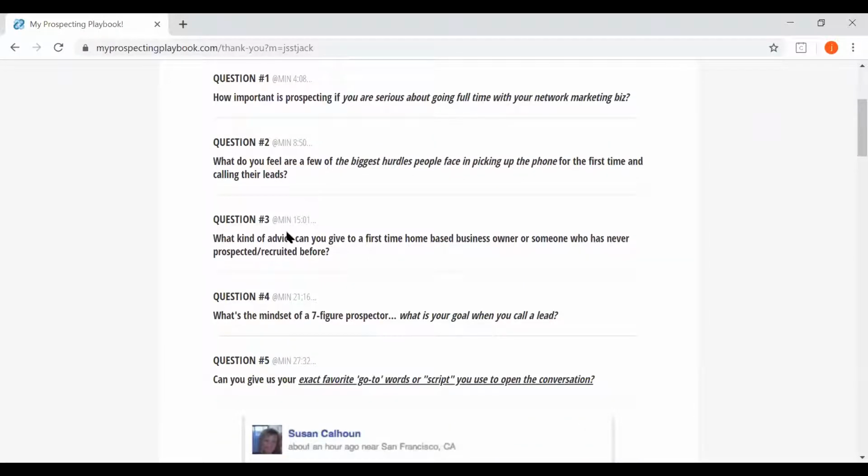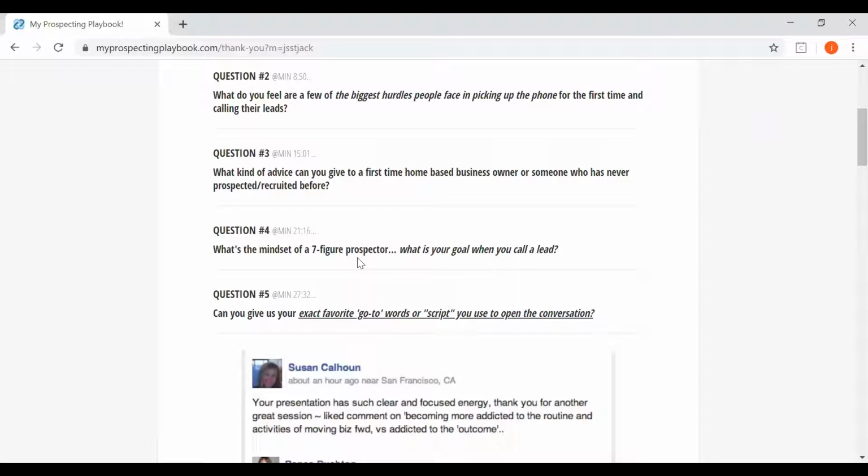Some more questions. What kind of advice can you give? What's the mindset of a 7-figure prospector? What is your goal when you call a lead? How many people are going out there and saying, I'm going to go message someone, I'm going to try to sell them something? What's the goal? How many people are saying, I'm going to go message someone, I'm going to give value? How many say, I'm going to invite them to my group, or invite them to here? I'm going to get them to opt into my business. I'm going to be sneaky, I'm going to be cunning. What's the goal? What is the mindset? Are you a 7-figure earner? Then you may want to flip your mindset just a little bit.